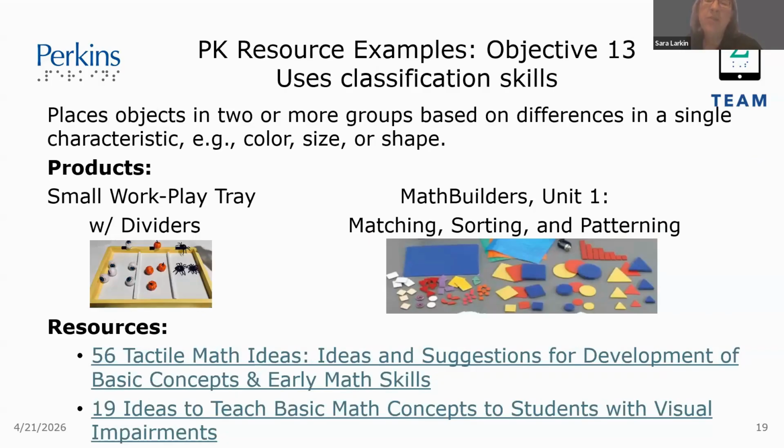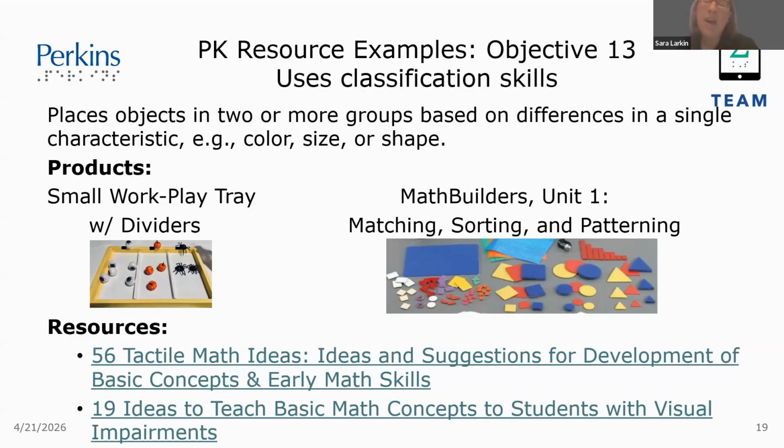Objective 13 involves classification skills. One of the standards in that objective is places object in two or more groups based on differences in a single characteristic. So we have a small work play tray with dividers, and this was used at Halloween. They have eyeballs and pumpkins and spiders, and the student has a chance to sort those by that characteristic. What is it? Is it an eyeball or a pumpkin?